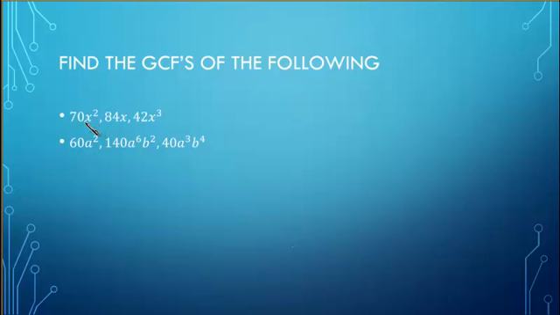To do this, we simply find the GCF of 70, 84, and 42, and that is the number 7. You should do that on your own if you need to verify that. And of x squared, x, and x cubed, well then it's simply x. So easy. And now, what's the greatest common factor of these three expressions?